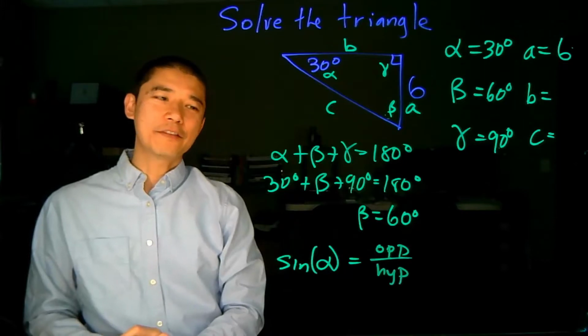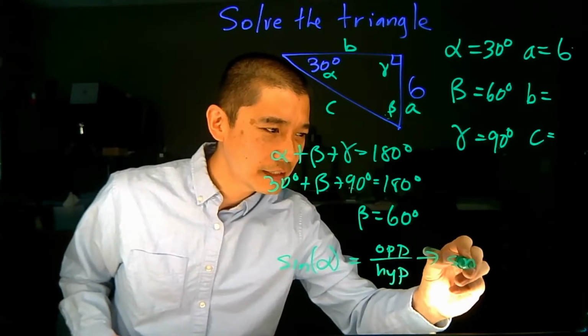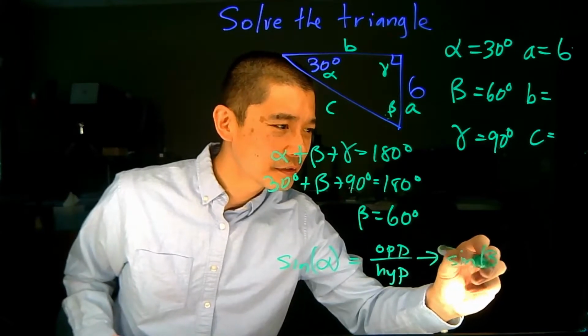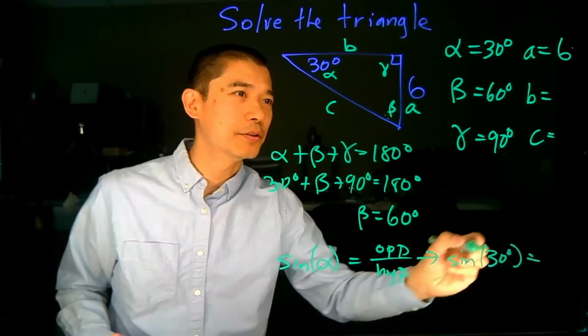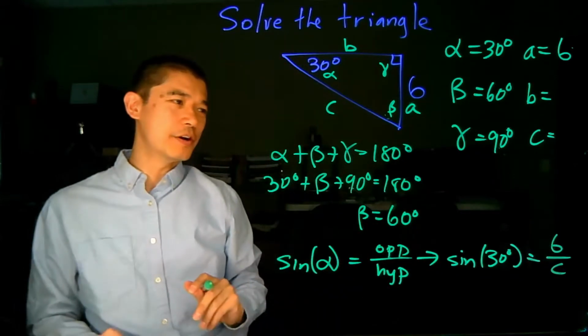Since it's the sine function, we can take this formula right here and plug things in. So sine of 30 degrees is equal to opposite, which is 6, over the hypotenuse, which we don't know, that's C.